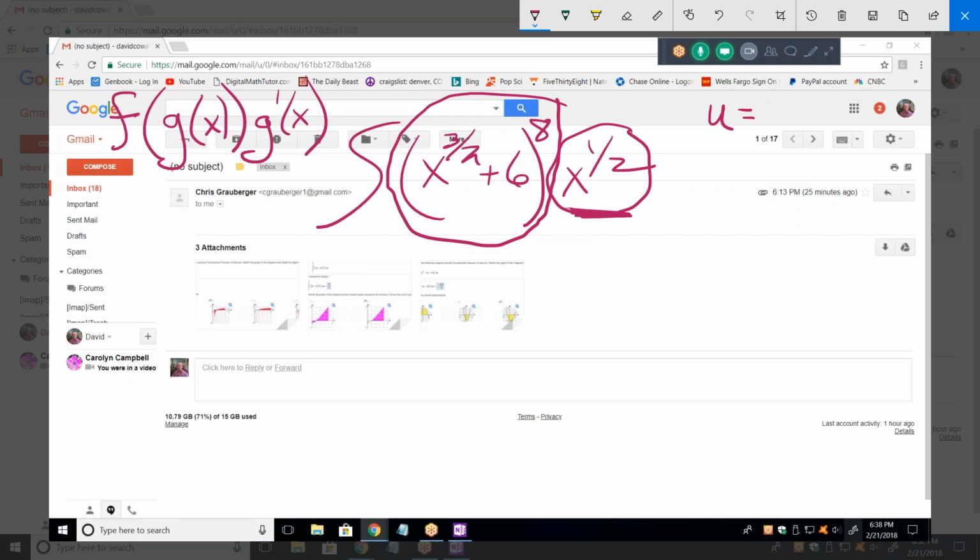It's just going to be the inside, right? Correct. The inside of this composite function. So what is that? x to the 3/2 plus 6.